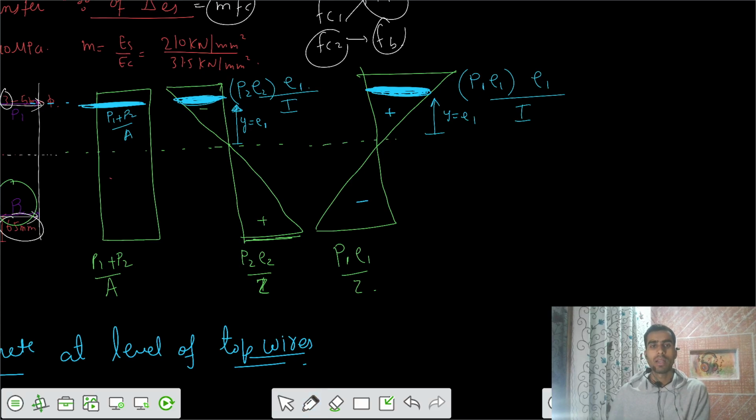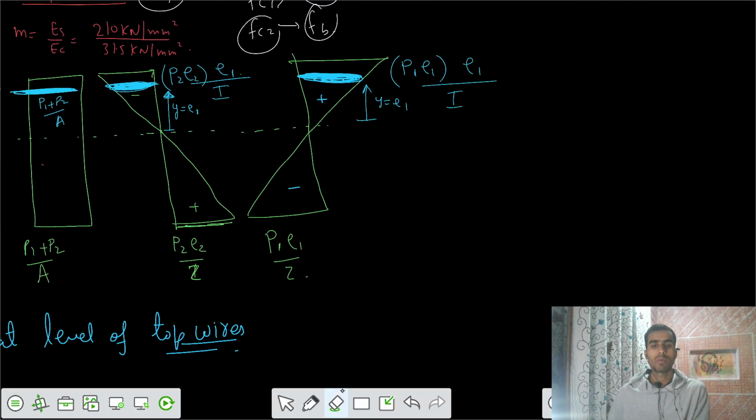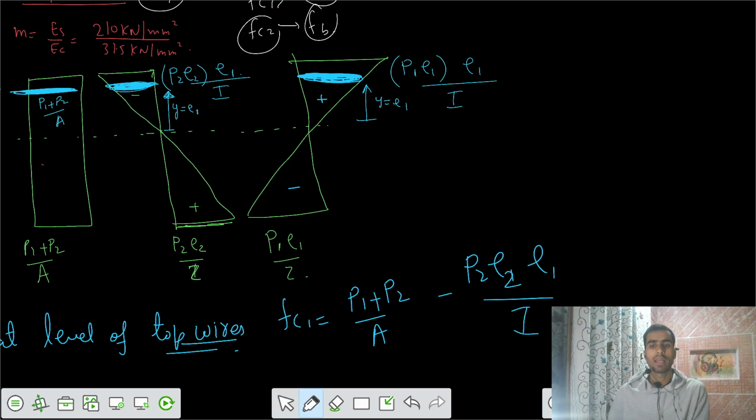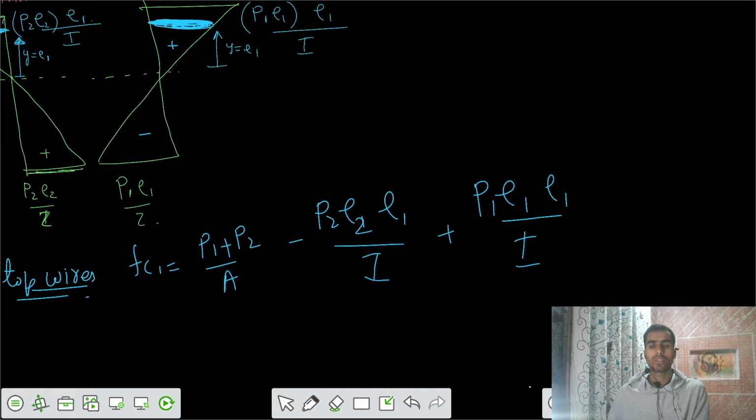Okay, let's calculate now the stress FC1. FC1 is equal to P1 plus P2 divided by the area of the cross section. Then after that we have the negative value P2 E2 E1 by I. And the third is the positive value P1 E1 E1 by I. So this is the first stress we have.